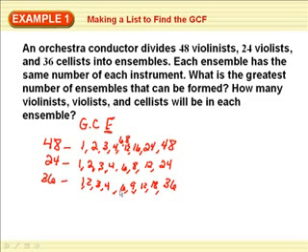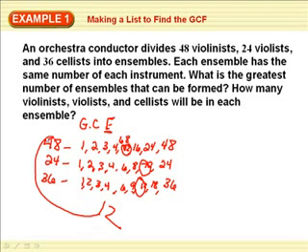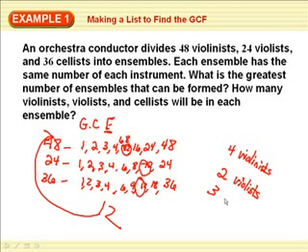Okay, so they all have a 12. So the greatest common factor is 12. So what that means is the greatest number of ensembles that can be formed is 12. Well, how many times does 12 go into 48? It goes in there 4 times. So there would be 4 violinists. How many times does 12 go into 24? Twice. There would be 2 violists. I don't know how to say that. And 12 goes into 36 3 times. There would be 3 cellists in each group.